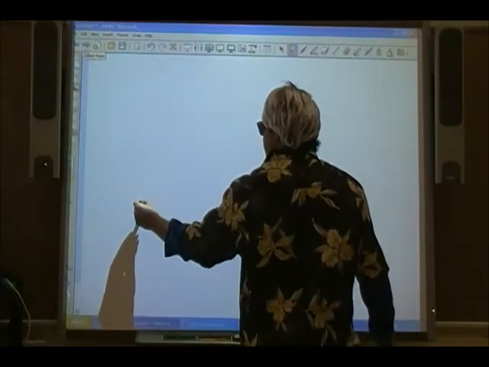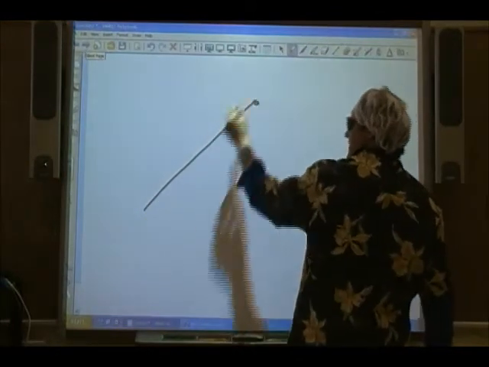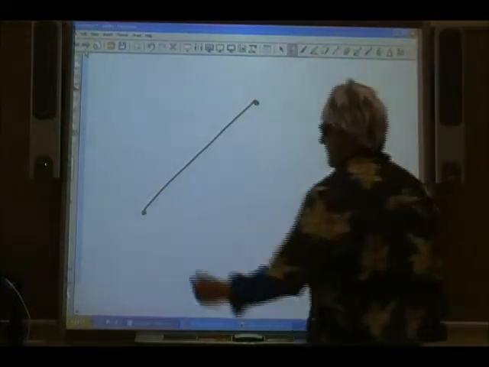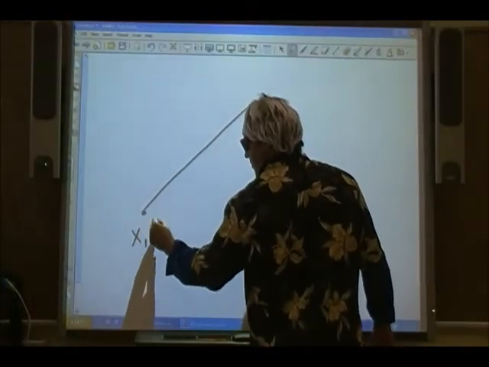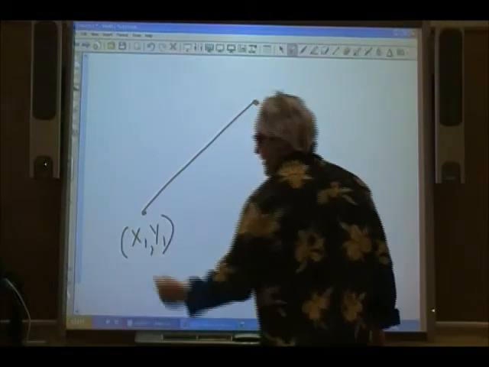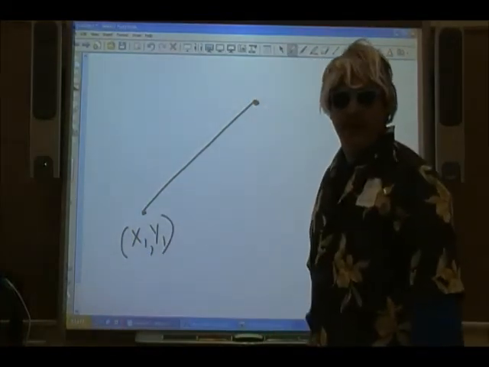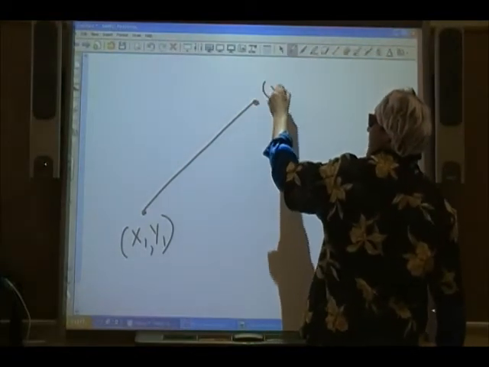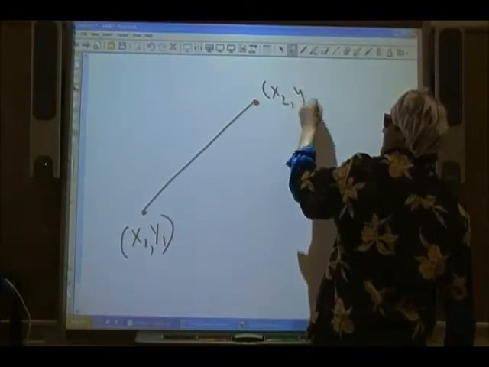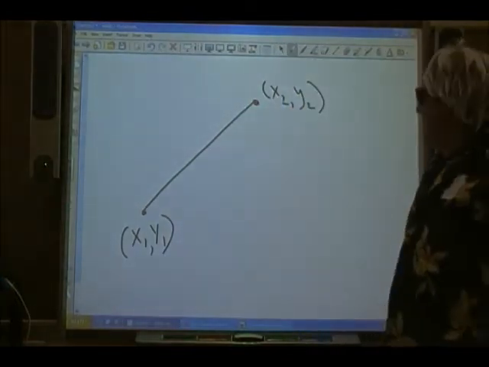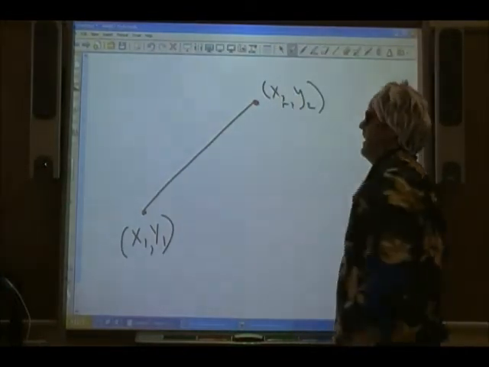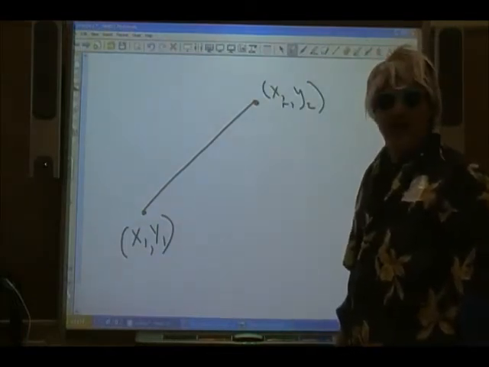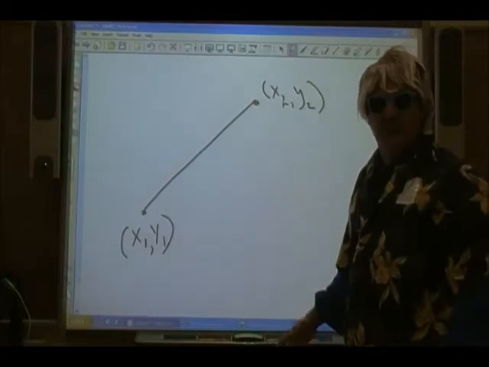So let's take a more formal look at this slope. So I draw a line. I'm going to have 2 points. One of the points I'm going to call x1, y1. Put a comma, right? That's a location on a plane. This one I'm going to call x2, y2. So I have x1, y1 and x2, y2. What I want to find now is the slope of this.